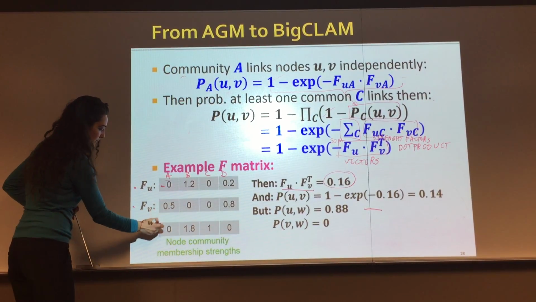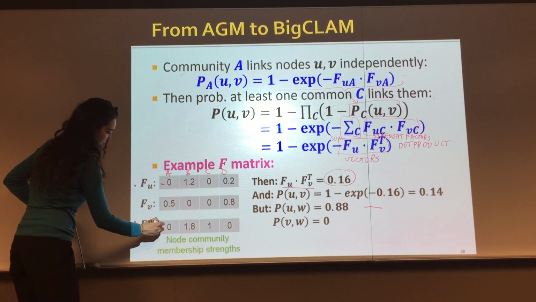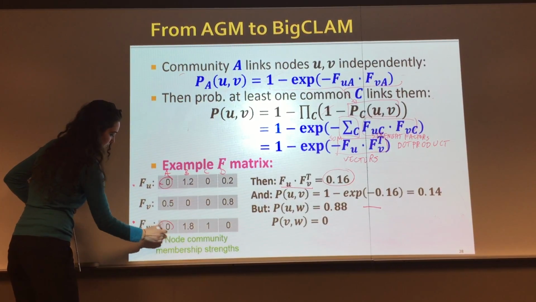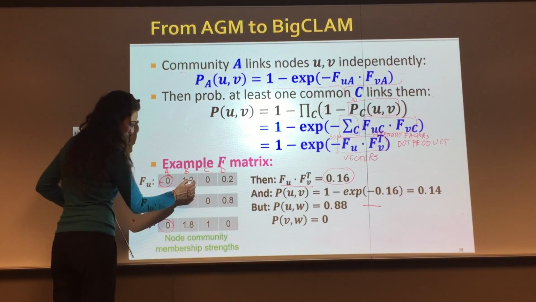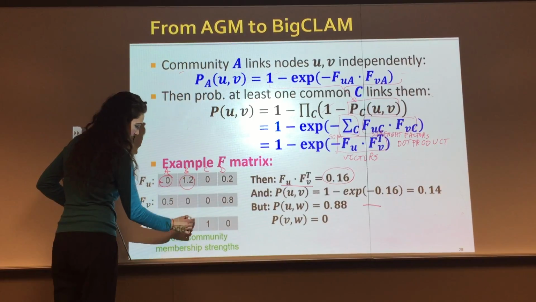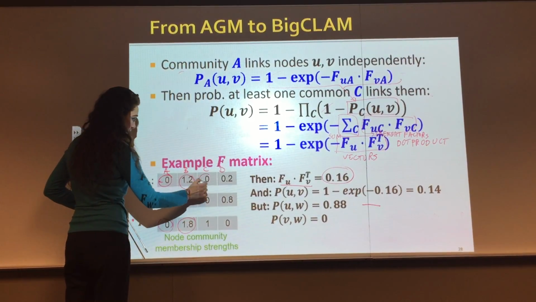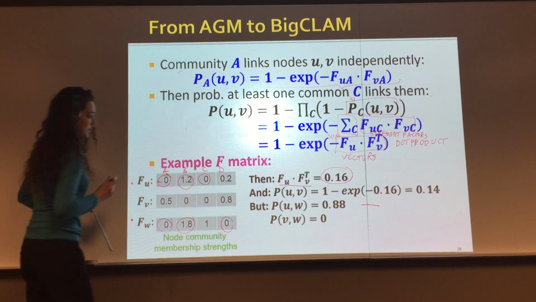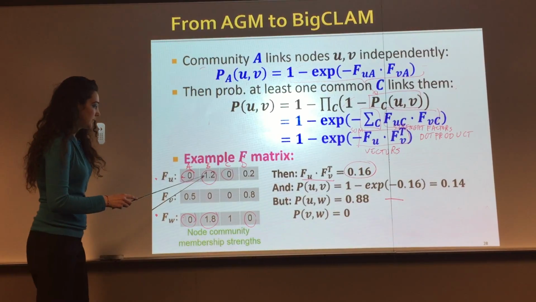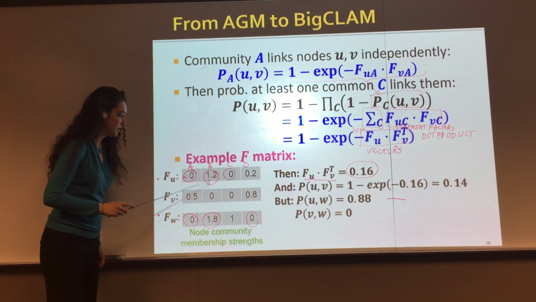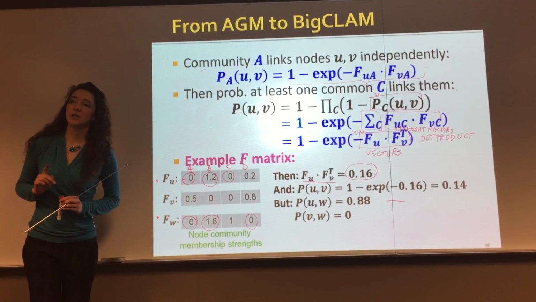Community A, both have a 0. For community B, it is the only one that they are both a part of. For community C, the first one has a 0. For community D, the second one has a 0. So the only community they're both a part of is B. So they're still part of one community.